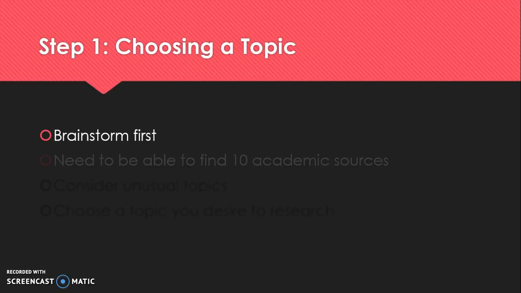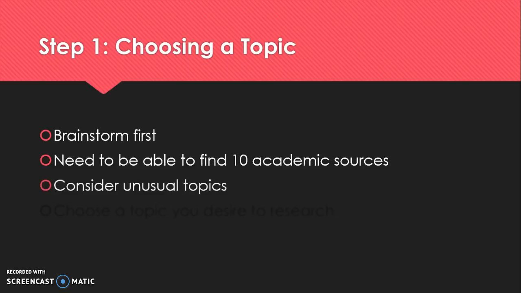The only restriction is that you do need to be able to find 10 academic sources about your topic. Now, they don't need to be standard academic sources. If you're choosing more of a pop culture topic, then you might have sources that are more appropriate for your topic. But you do need to be able to find 10 good, credible sources about your idea.